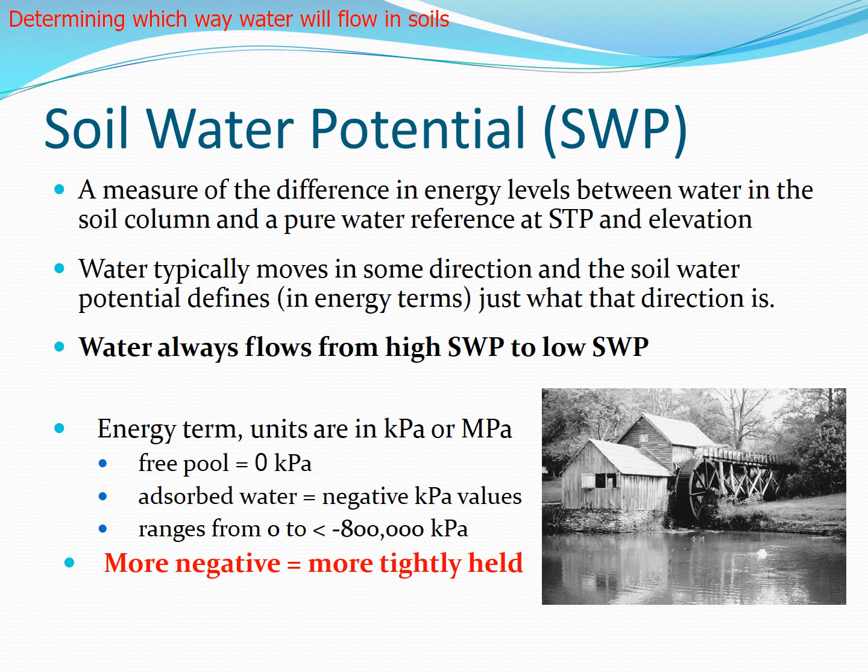Soil water potential is essentially a measure of the difference in energy levels between water in the soil column and a pure water reference at standard temperature and pressure and elevation. So water typically moves in some direction, all right? And soil water potential defines in energy terms just what direction that's going to be. So what we know is that soil water always flows from high soil water potential to low soil water potential. And what we'll learn is that basically means that it flows from where it is wet to where it is dry.